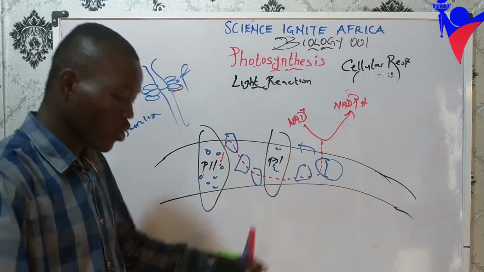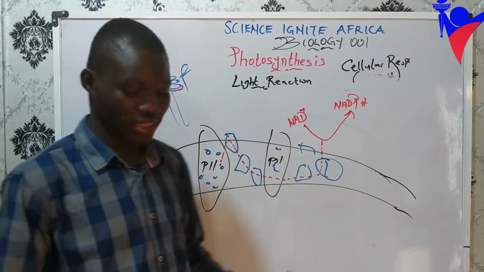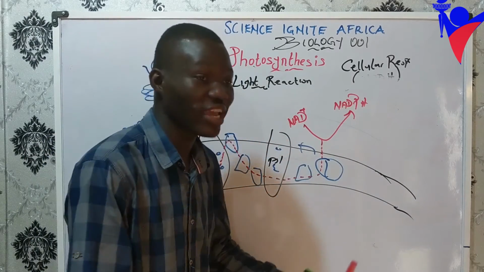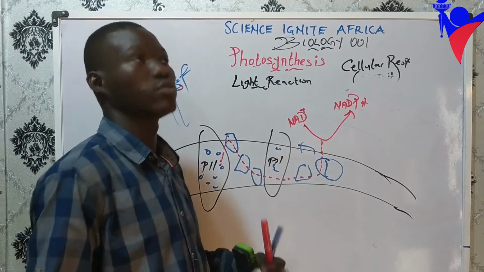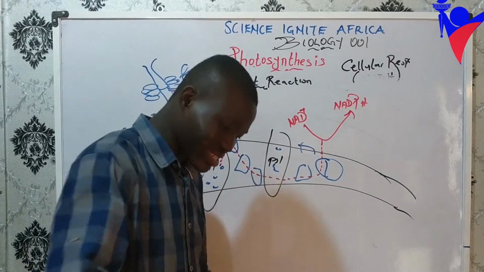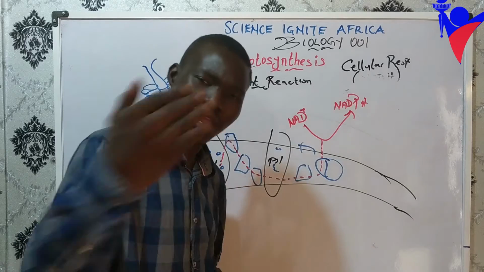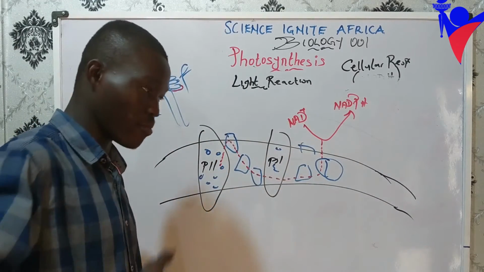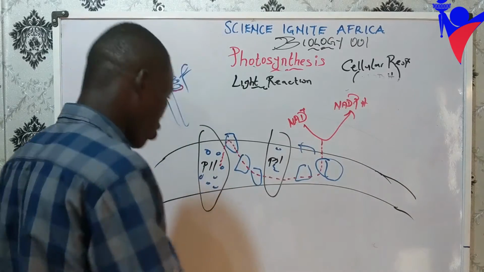But don't forget, when we say something is excited and it has passed its electron, it will go back to what? In chemistry, to the ground state, right? So it is not happy again. But that reaction needs to continue. We need more electrons to continue. What brings about that replacement of electrons?